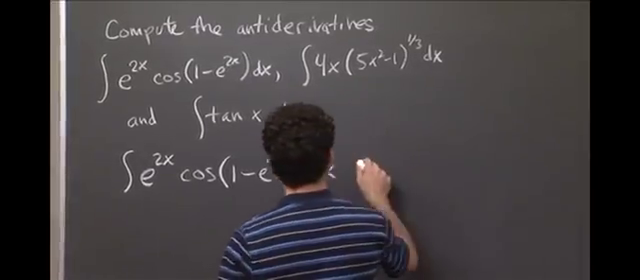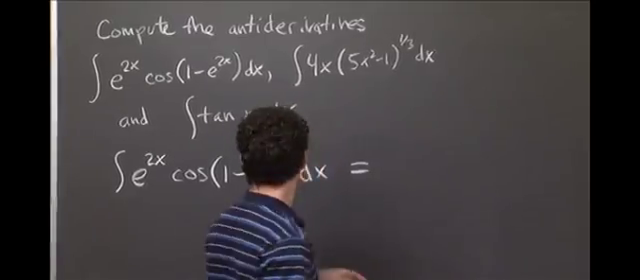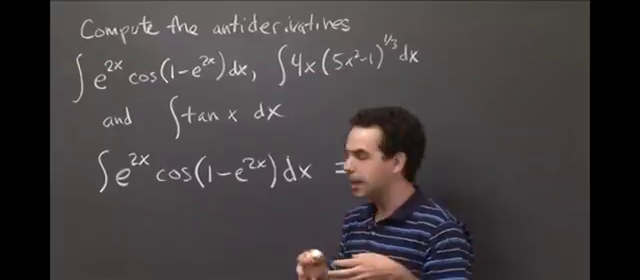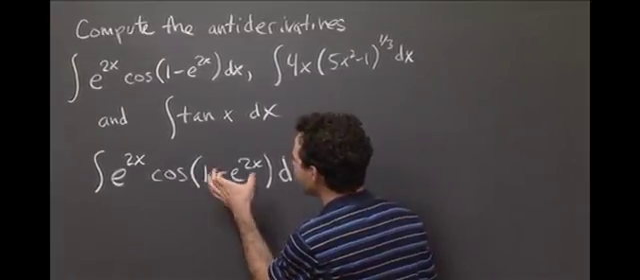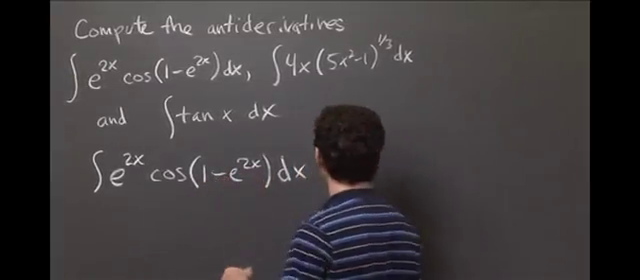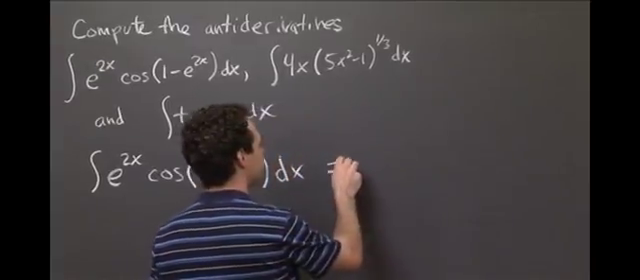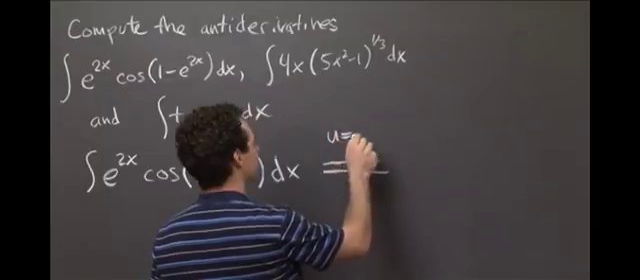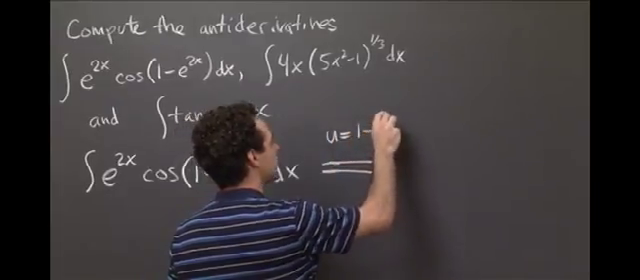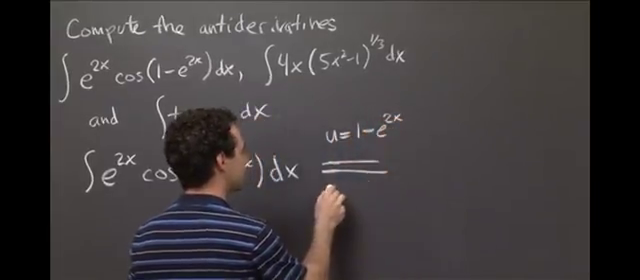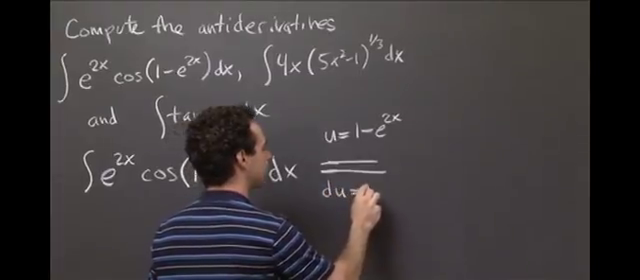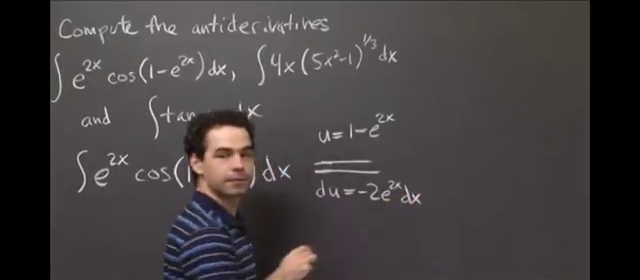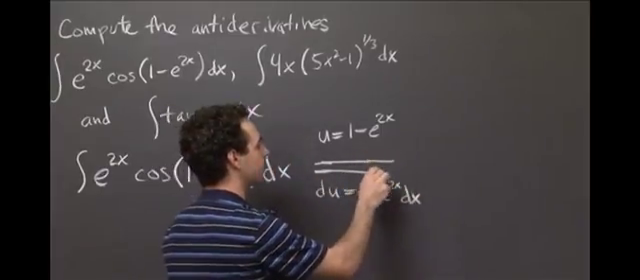And I think there are a few choices of substitution. But a natural one is to find the most complicated inside piece. So in this case, that's this whole thing, 1 minus e to the 2x. So for my substitution, I'm going to take u equals 1 minus e to the 2x. And so that means du is equal to minus 2 e to the 2x dx. OK, so that's my substitution.